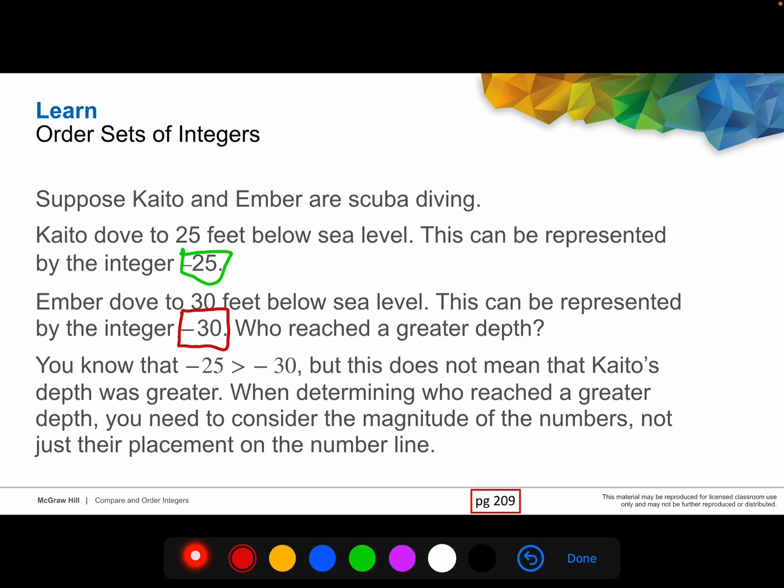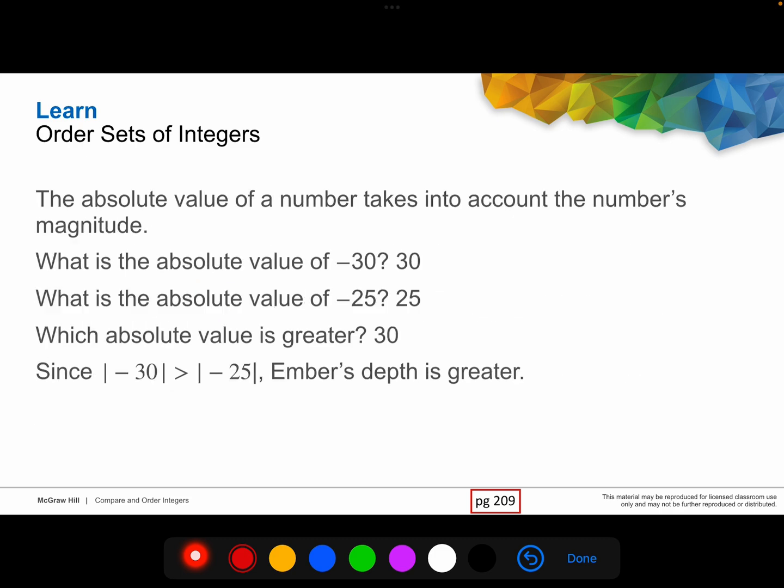But when determining who reached a greater depth, we are going to consider the magnitude of the numbers, not just the placement on the number line. Therefore, in this case, it's going to be Ember who dove to negative 30. So the absolute value of negative 30 is 30. Absolute value of negative 25 is 25. Which absolute value is greater? That is 30. So since this absolute value is greater, we know that Ember's depth is greater.